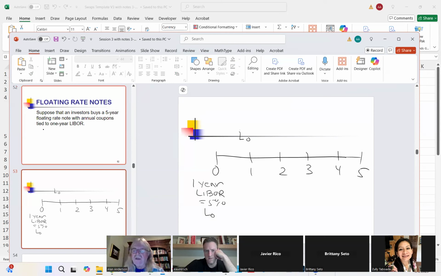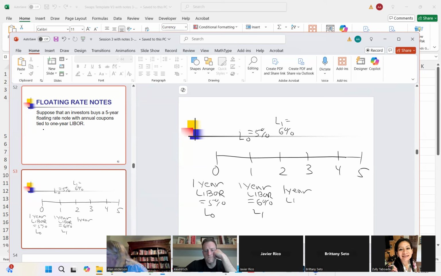So on today's date, time 0, the 1 year LIBOR rate is 5%. I'm going to call that L0. So in 1 year, the coupon is 5%. And at that time, we observed the new 1 year LIBOR to be, let's say, 6. And we'll call that L1. So in year 2, the coupon is 6. And then we also reset 1 year LIBOR. Say it's back to 4.